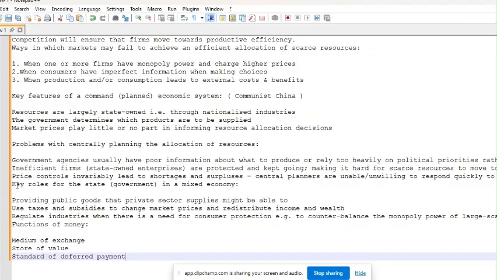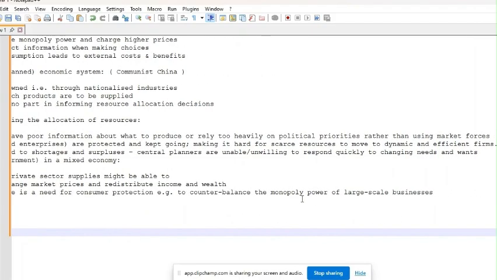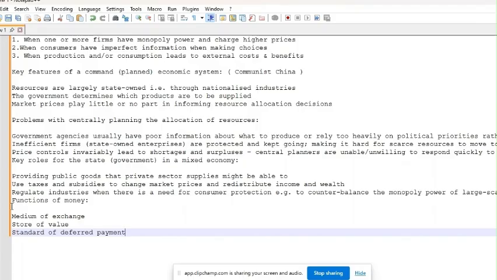Key roles for the state government in a mixed economy. A mixed economy is where there's a mixture of public sector and private sector, or private businesses and state-owned businesses. So, providing public goods that private sector suppliers might not provide, using taxes and subsidies to change market prices and redistribute income and wealth, and regulating industries when there is a need for consumer protection, for example, to counterbalance the monopoly power of large-scale businesses.